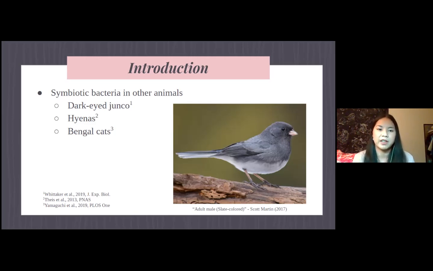And so specifically with hyenas, they found that their scent glands are the ones responsible for housing the symbiotic bacteria, and then with Bengal cats, their anal sac secretions have these as well.